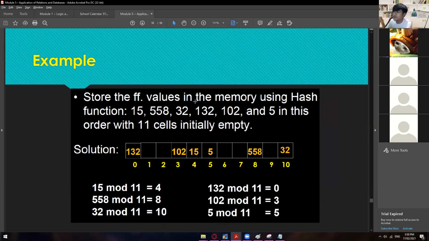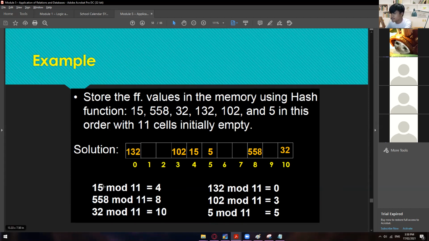We have the following values in the memory using a hash function. As you can see, we have data of 15, 558, 32, 132, 102, 5, and so on and so forth. And it says here that you have 11 cells initially empty, right?